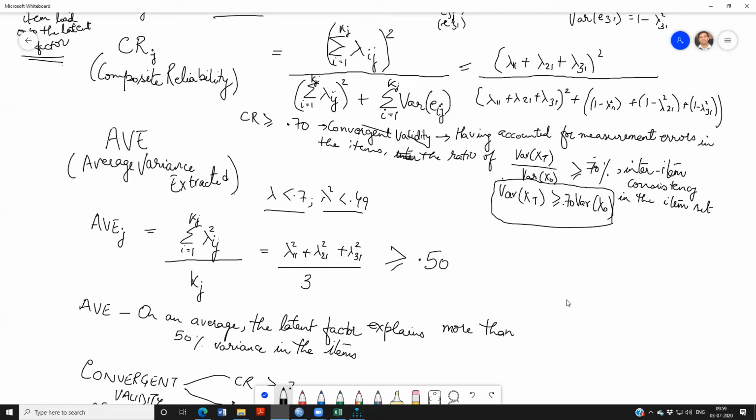Yes. So what I'm saying is that if your lambda squares are less than 0.49, then your AVE will be less than 0.50. And so AVE is dependent upon the loading of the item. Can an increase in sample size help? No, an increase in sample size will not work, because this is a characteristic of the item. If you have a poor item, no matter how much data you take, it will not work. So what you will have to do is drop items having poor loadings.